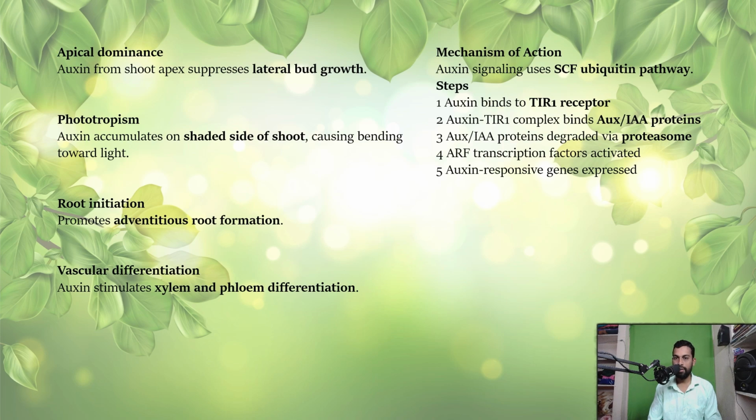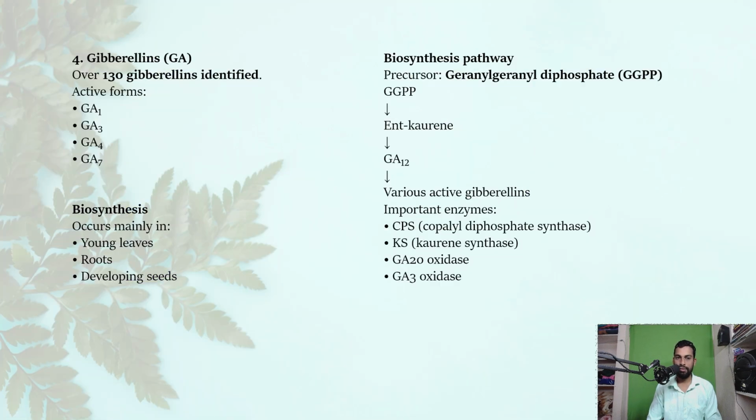In the previous class we completed up to here. Now let's see gibberellins. These are the types of gibberellins. Until now, 130 gibberellins have been identified. These are diterpenoid compounds. What does that mean? It has 4 isoprene units.